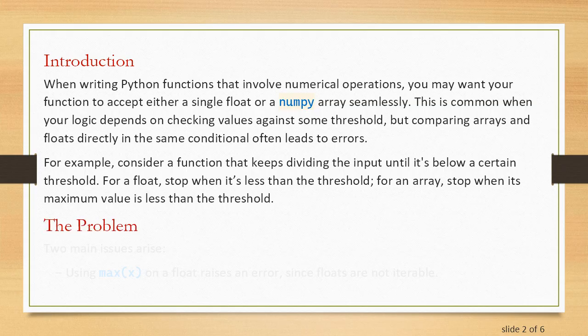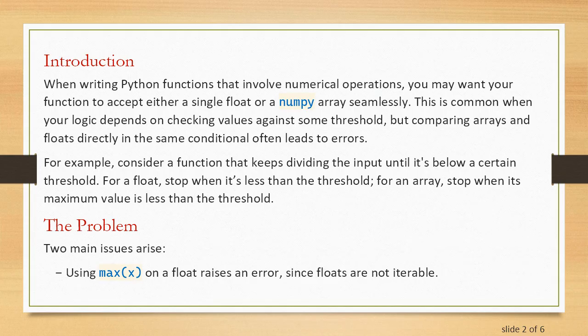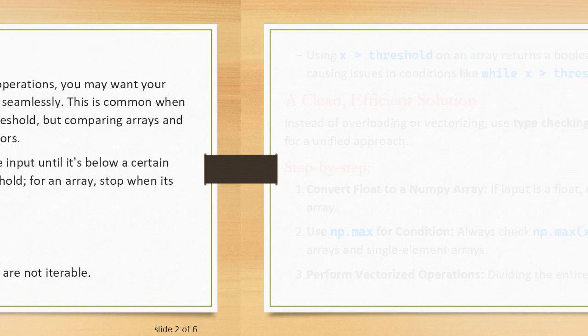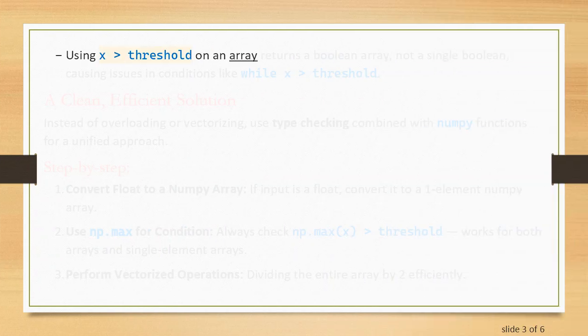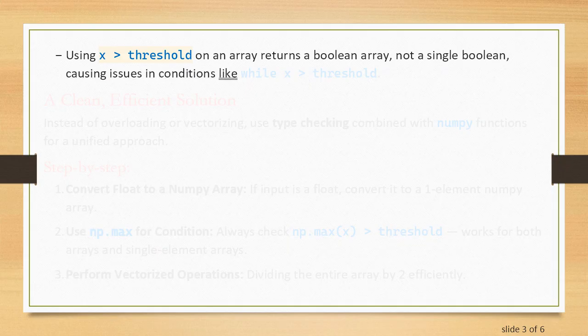The problem. Two main issues arise. Using max(x) on a float raises an error, since floats are not iterable. Using x < threshold on an array returns a Boolean array, not a single Boolean, causing issues in conditions like while x < threshold. A clean, efficient solution.